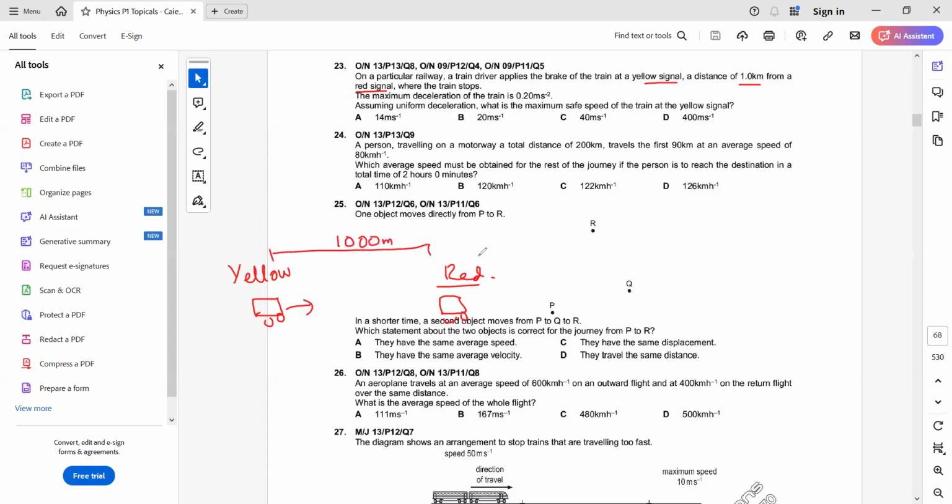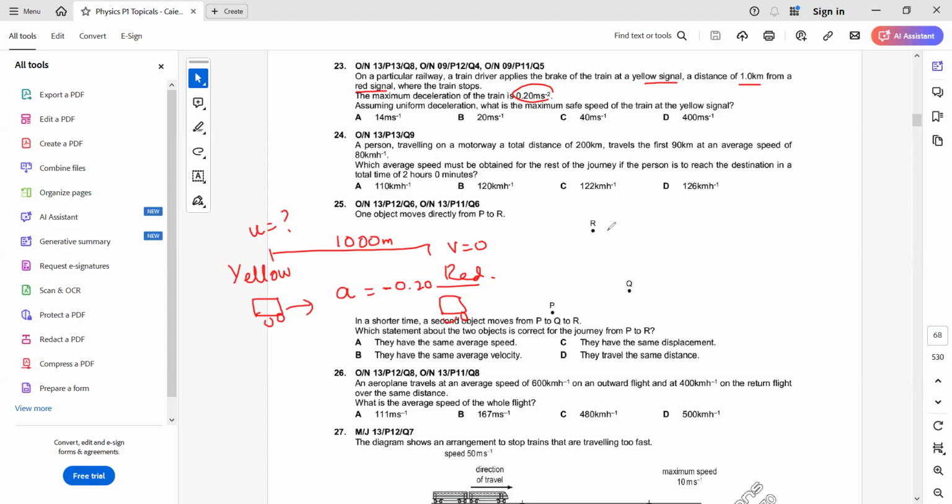Then it says where the train stops. That's important. That means here train stops and here it was moving. The maximum deceleration of the train is 0.20 meters per second square. So since deceleration is given, that's negative acceleration, minus 0.20. I'm writing a. So they say, assuming uniform deceleration, what is the maximum safe speed? Okay, that means u is required.